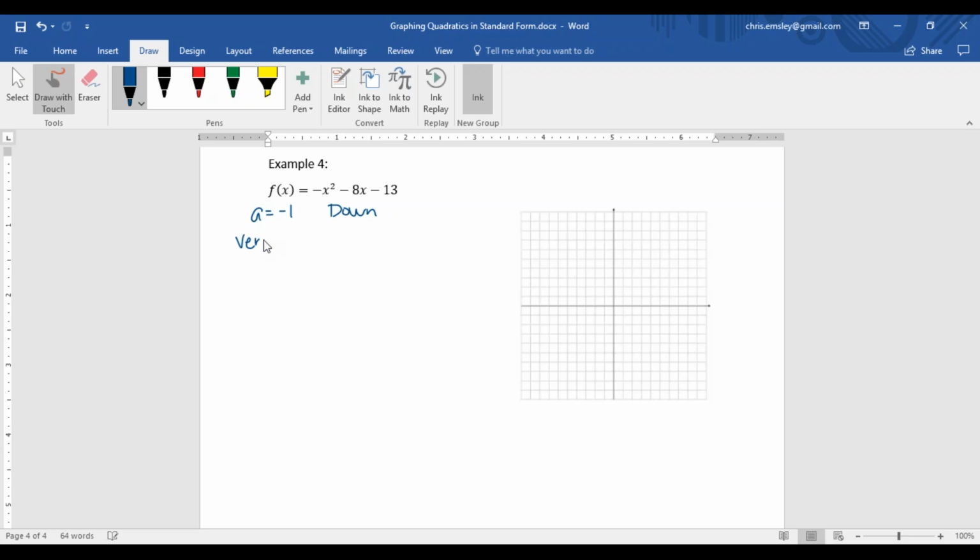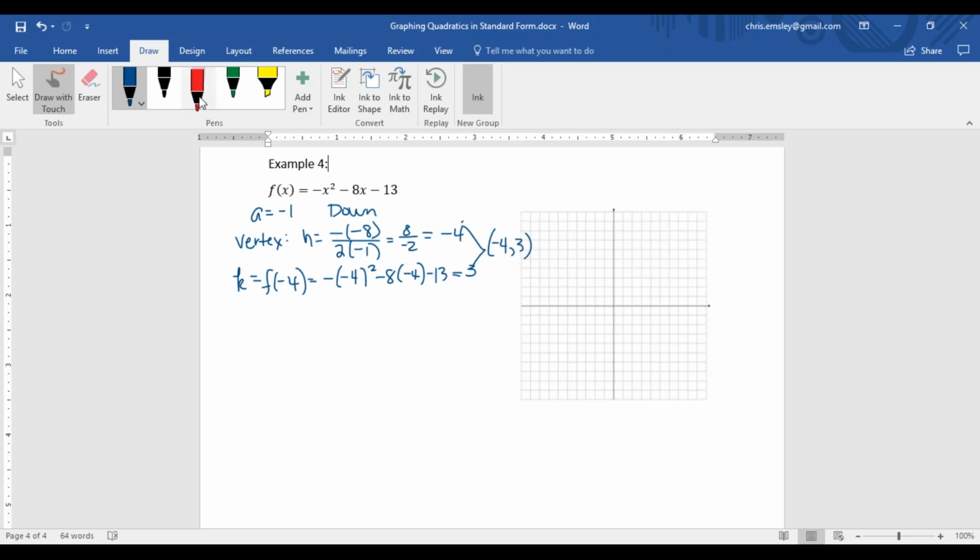And then we want our vertex. h equals negative b over 2 times a. So -4 for our x-coordinate. Plug in -4 into our quadratic. Again, I just plugged that all into my calculator and I got 3. So our vertex is at (-4, 3).